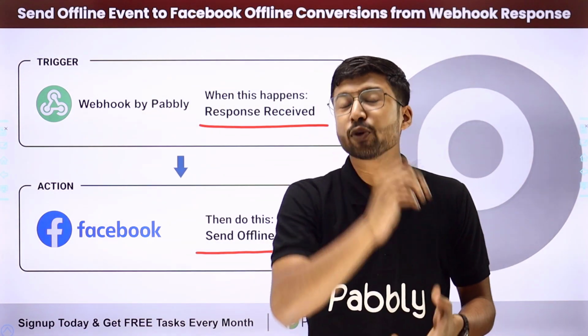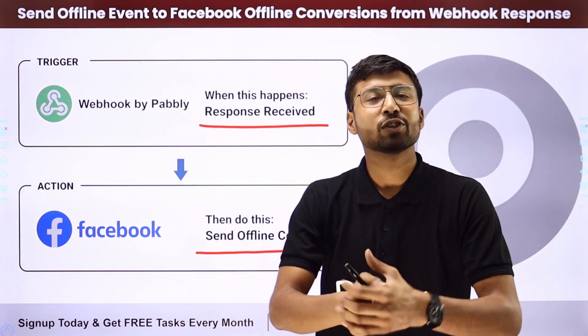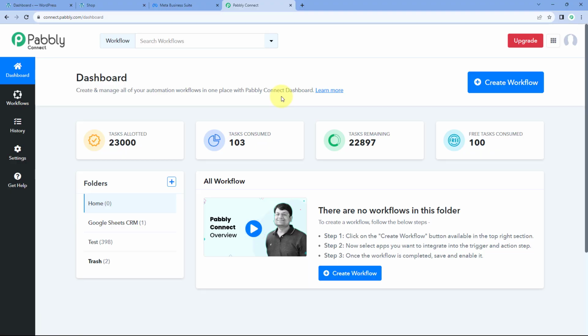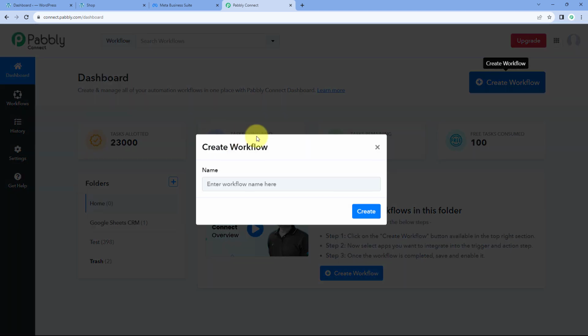Now, if you want to know how you can automate this process, you just have to come with me to my screen. As you can see, here we are on Pabbly Connect's dashboard. To reach this dashboard, you will get a free sign-up link of Pabbly Connect in the description box below. By clicking on that link, you can create your free Pabbly Connect account in just 2 minutes. And after reaching this dashboard, just click on Create Workflow and give this workflow a name.